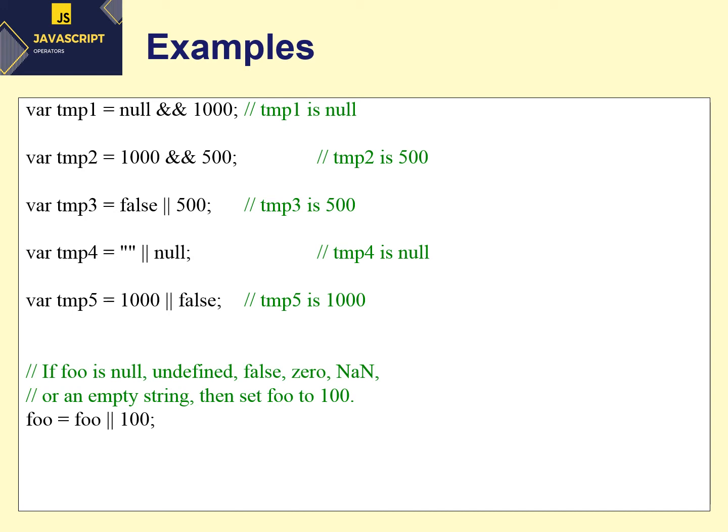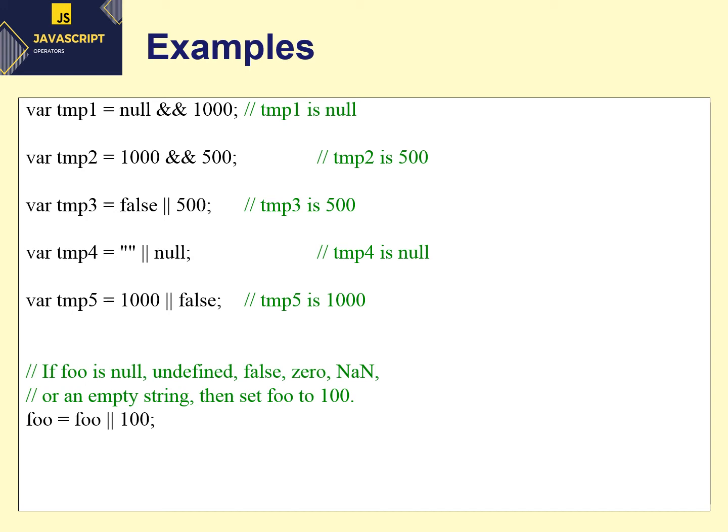500 is a true value. So temp3 is taking the value 500. Now we can see the fourth expression. Variable temp4 is equal to empty string logically or to null. Empty string is treated as a false value, and null is also treated as a false value. So what happens here is temp4 also has a false value. At present it will be treated as null, because null is the data type which specifies nothing.